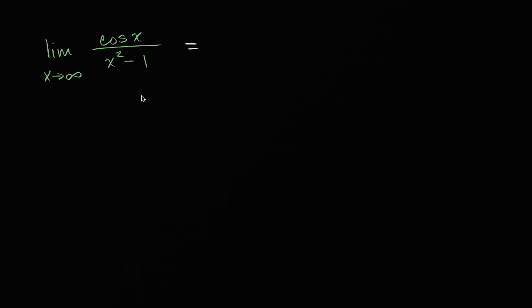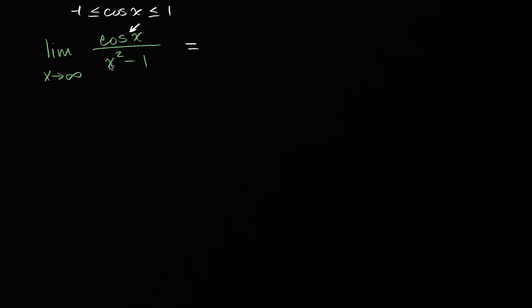You could just reason through this and say, well, look, this numerator right over here, cosine of x, is just going to oscillate between -1 and 1. Cosine of x is going to be greater than or equal to -1, or -1 is less than or equal to cosine of x, which is less than or equal to 1. So this numerator just oscillates between -1 and 1 as x increases.